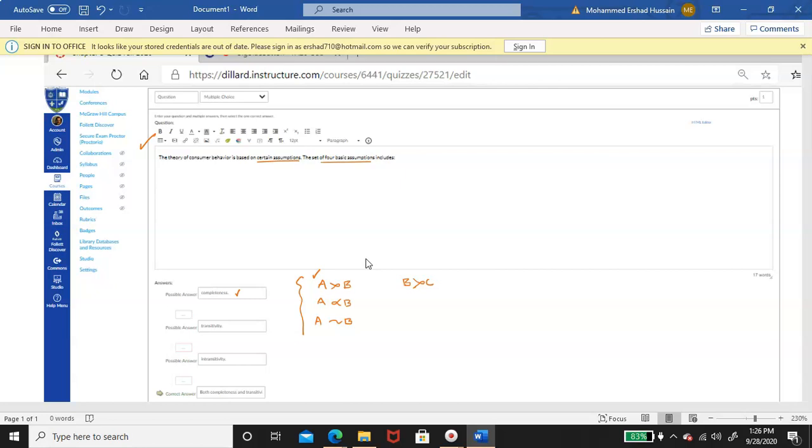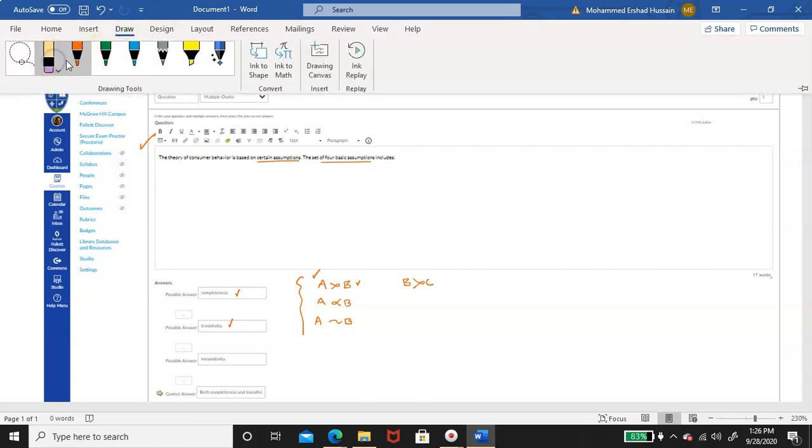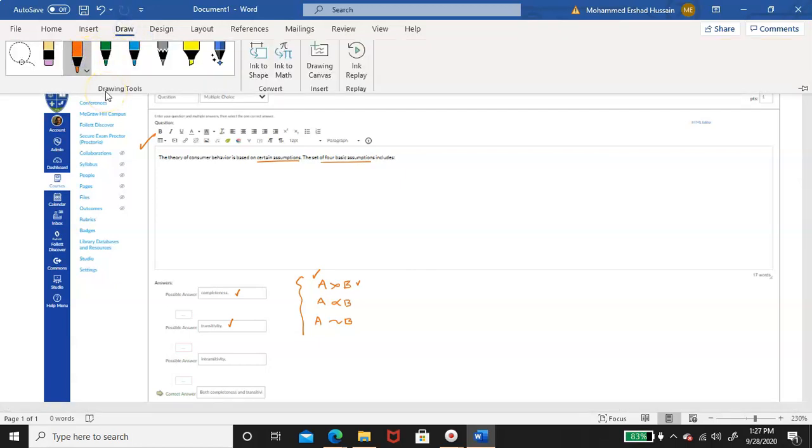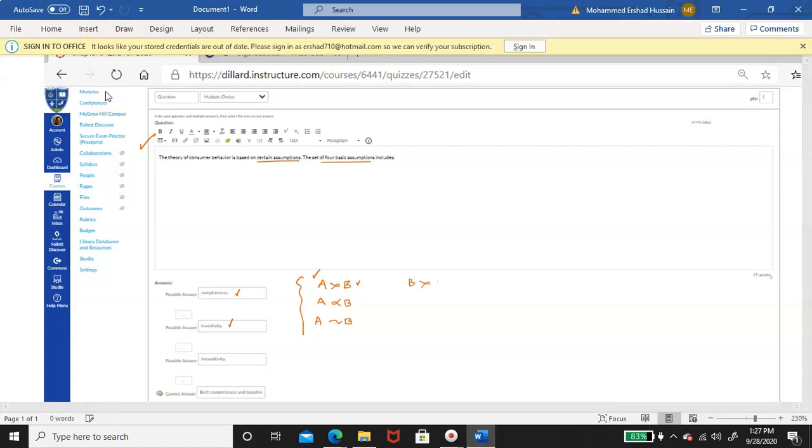Second assumption is transitivity. We say that the choices of the consumer are transitive. It means that if A is preferred to B, and then B is preferred to commodity bundle C, then it must be that A is also preferred to C. See that? So it has to be transitive. So that also is true.